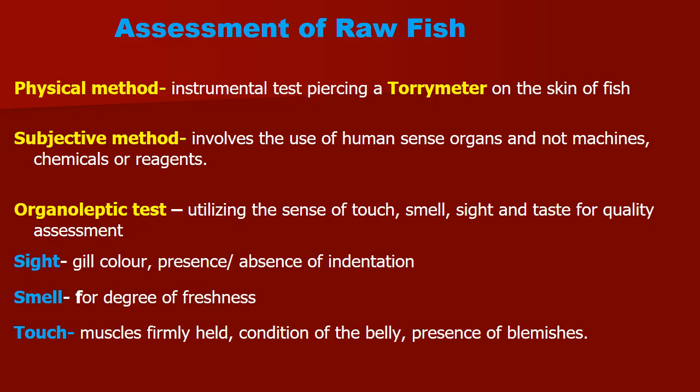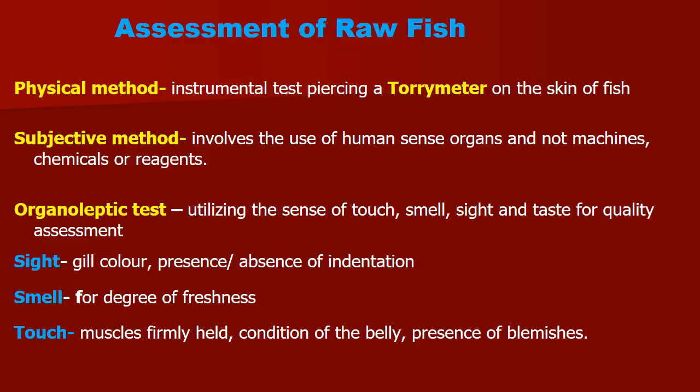So here we will discuss the assessment of raw fish. First is the physical method. Physical method means some instruments can be used, like an instrument called the torrymeter. This torrymeter we can pierce into the skin of the fish, and through that we can get some result from which we can make an assessment about the condition of the fish. So that's a physical method, but it is not always very reliable and is always a matter of confusion.